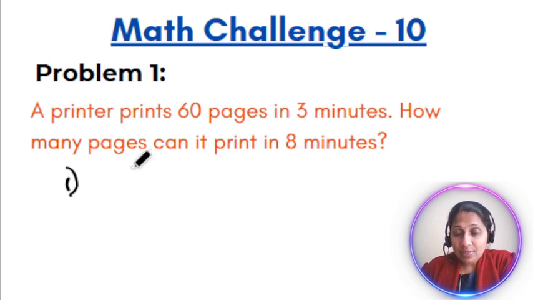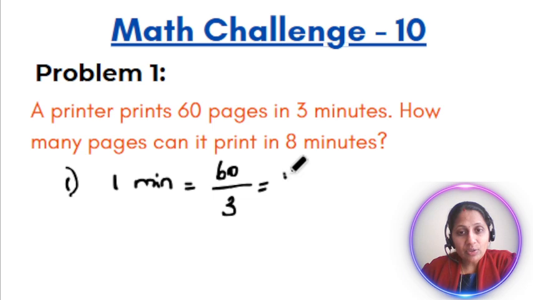The first step is find how many pages it can print in 1 minute. So in 1 minute it can print. The operation is division. So 60 divided by 3 gives you 20 pages.